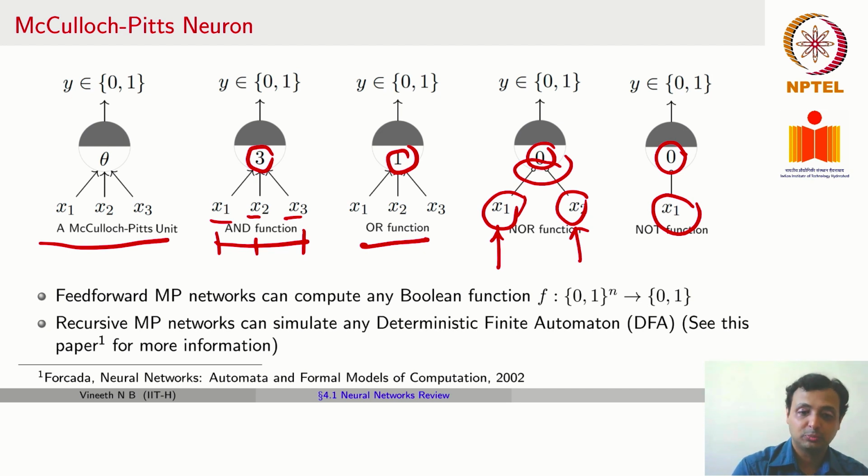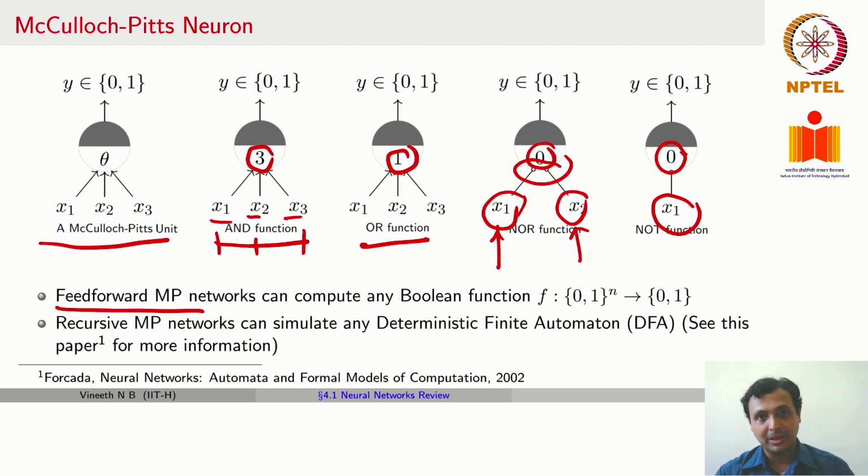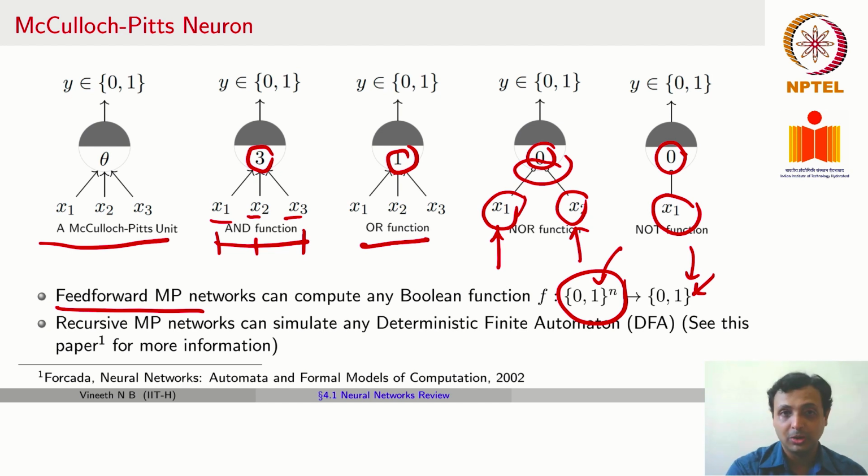In fact, it's possible to show that a network of McCulloch-Pitts feed-forward neurons, which means you take an input and feed forward that input through a set of McCulloch-Pitts neurons, can compute any Boolean function f that goes from a Boolean input in n dimensions to a Boolean output in 1 dimension. Which means, in machine learning parlance, if you had an n-dimensional input and the output is a binary classification problem, you could solve it as long as your inputs and outputs were all binary. Earlier work has shown that recursive McCulloch-Pitts networks can actually simulate any deterministic finite automaton.